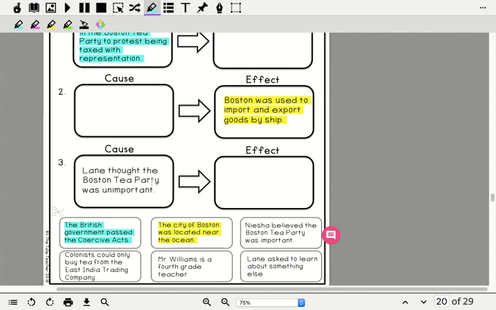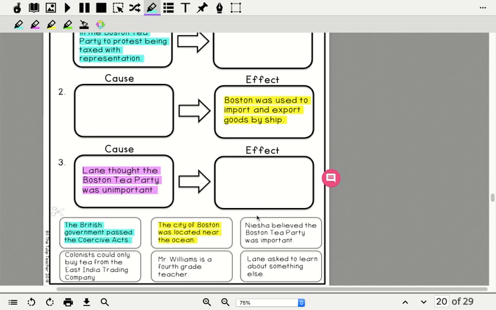It says Lane thought the Boston Tea Party was unimportant. Okay, what was his effect? Well, that one's a little bit more difficult. We've got three choices from that. Okay, all three of these.